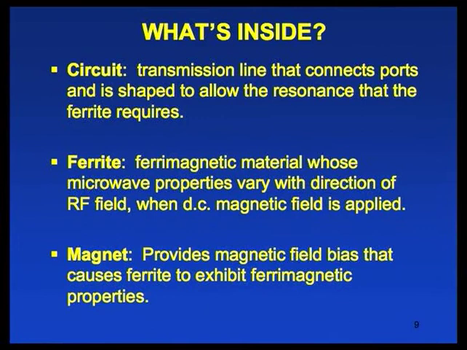This is really the magic of the isolators and circulators. It causes the RF fields to rotate inside the unit and direct the energy, the incoming signal, through to the correct port. But it requires a magnetic field, a DC magnetic field, and that is why we have the third component, the magnets, which provide that field and create the ferromagnetic properties in the ferrite.